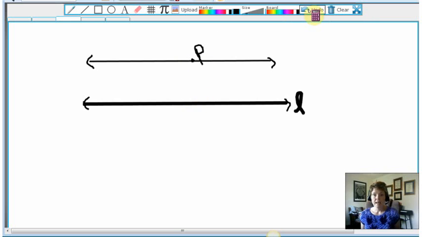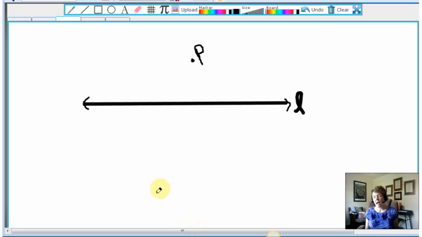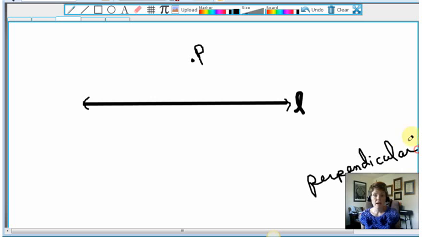Now, same picture, but different question. How many lines can I draw through point P that are perpendicular to line L? Remember, perpendicular means intersects at a right angle. So how many lines can I draw through point P that intersect line L at a right angle? That's one and only one. So that's a parallel postulate and a perpendicular postulate that I just went through.